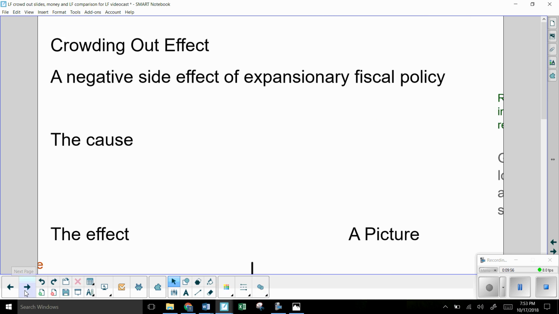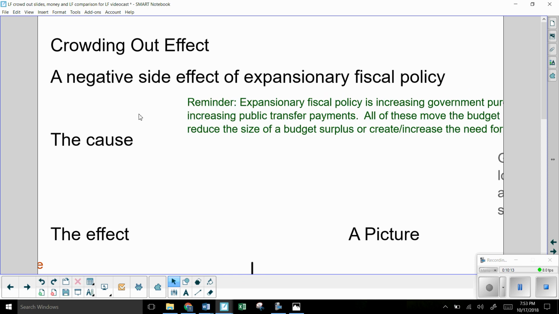All right, we're going to move on and go into a little more depth about this crowding out effect now, because this is a process you can bet that every year on the AP macro test, they will ask at least a couple multiple choice questions to test your knowledge of this. Frequently it shows up on the free response too, where you have to draw a picture of it. So we're going to figure that out in a bit of depth.